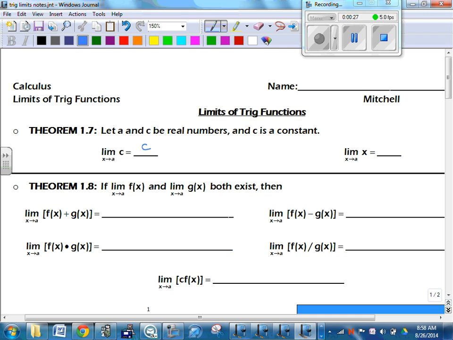Let's think about this for a second. C, that's our function, right? So if it's just a constant, let's look at an example. Limit as x approaches 5 of the function 4. Right, so really 4 is our function. Y equals 4, f of x is 4. That's just a horizontal line.